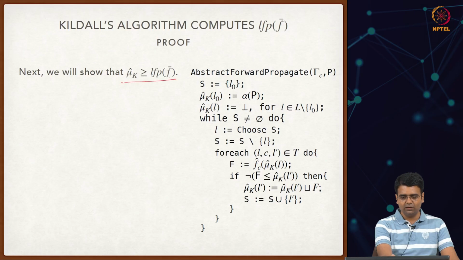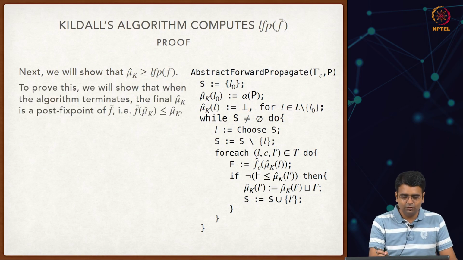this is clearly not a loop invariant. As you can see, at the beginning of the loop mu hat k is actually assigned bot for most locations, except the start location, and there is no guarantee that bot will be greater than or equal to some value. So we cannot take this as a loop invariant.